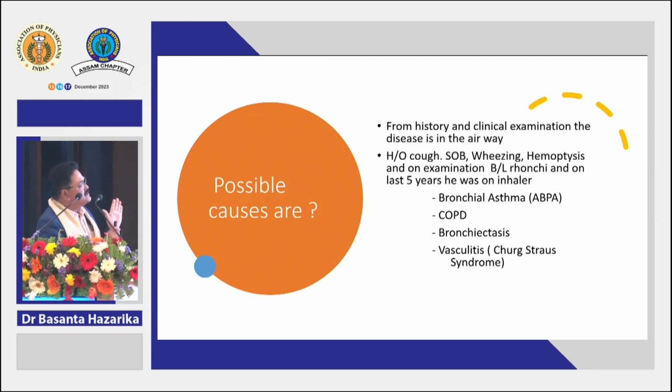What may be the possible causes of recurrent wheezing in this patient? Going by history and clinical examination, it is an airway disease, a disease involving the airway. With shortness of breath, wheezing, hemoptysis, and bilateral rhonchi on examination for the last 5 years, the possibilities are bronchial asthma, COPD, bronchiectasis, or vasculitis syndrome. So we think of those diseases.